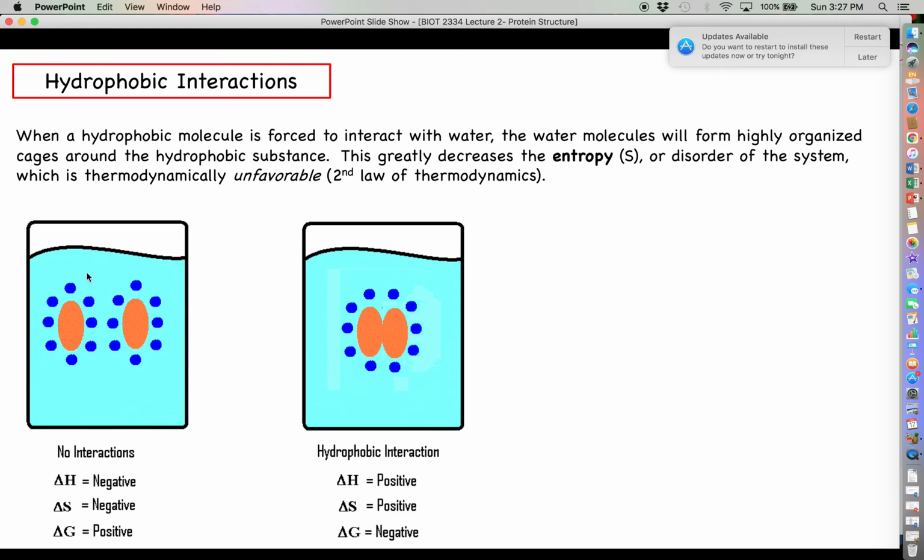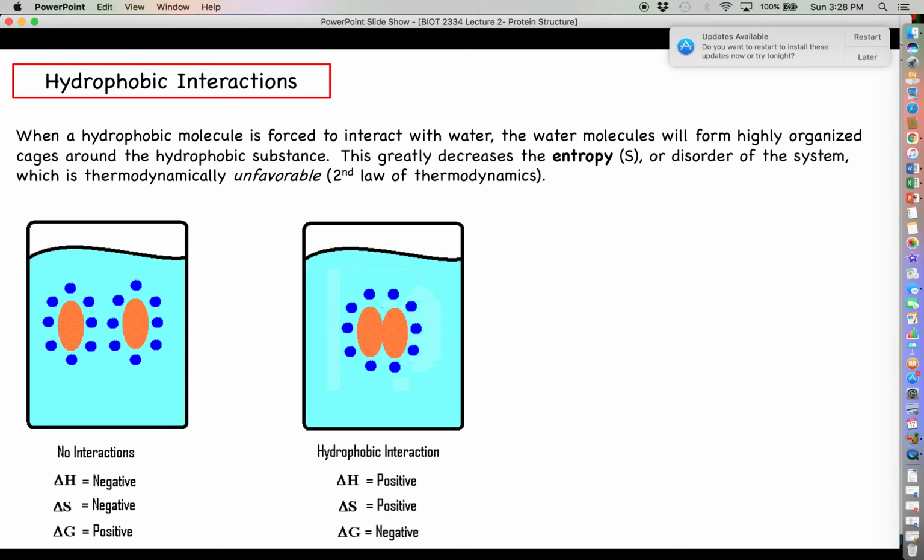So look over here on the left. We've got a beaker of water. We've got two different orange hydrophobic molecules here. And if those two hydrophobic molecules are kept separate from each other, the water molecules are going to surround that molecule with as many water molecules as possible. So this is unusually organized for a biological system.